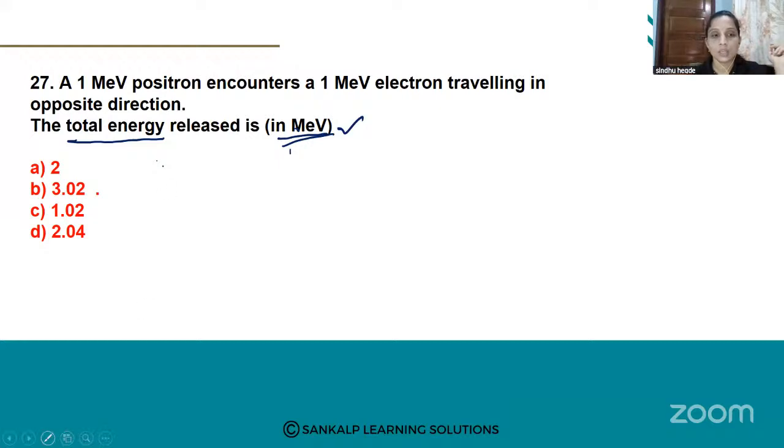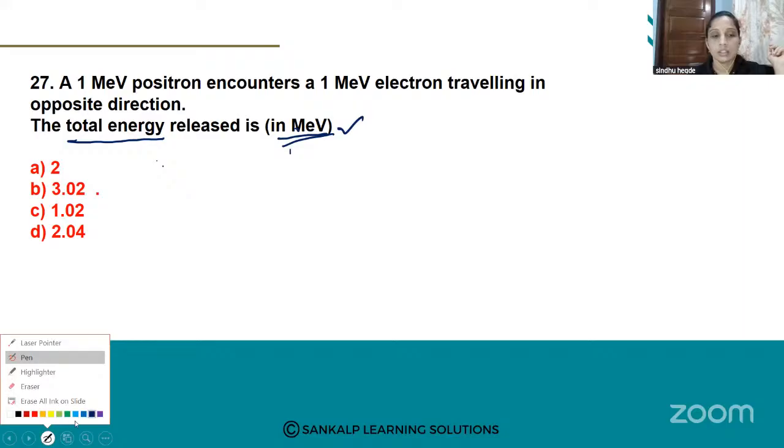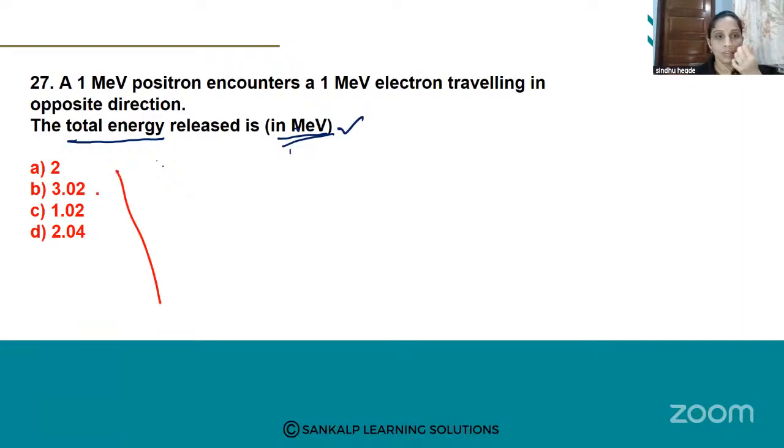Which formula do you have to use here? First write all the given things. What are the given things here?